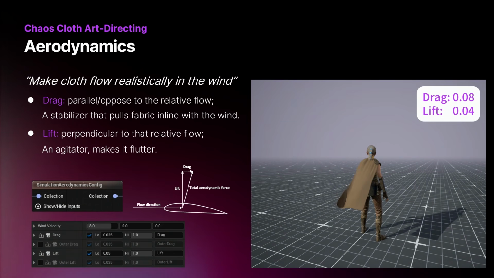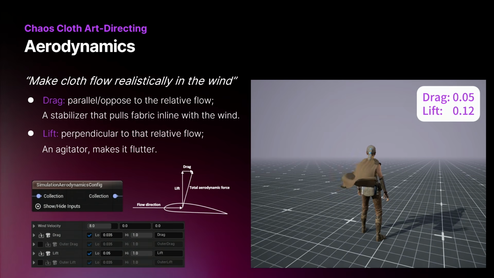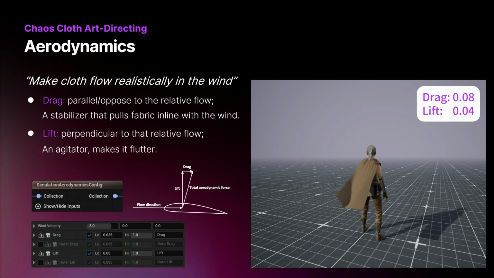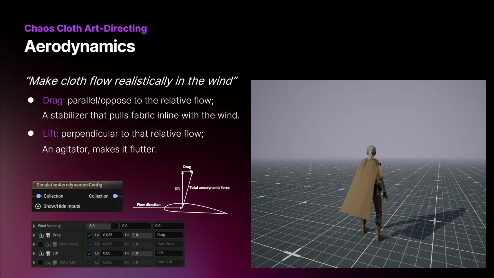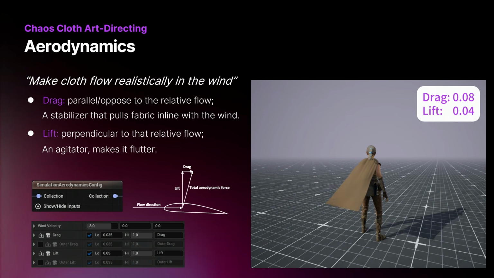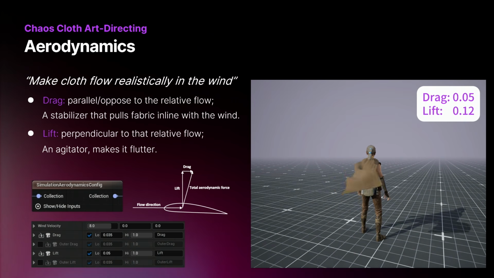One last thing I want to talk about in art directing is the wind setup. Chaos cloth has a pretty realistic aerodynamic effect with separate control for drag and lift. If you want your cloth to move more stable and move more in line with the wind velocity, you need a higher drag. And if you want to inject more energy and make it turbulent and flatter, you want to increase the lift instead.